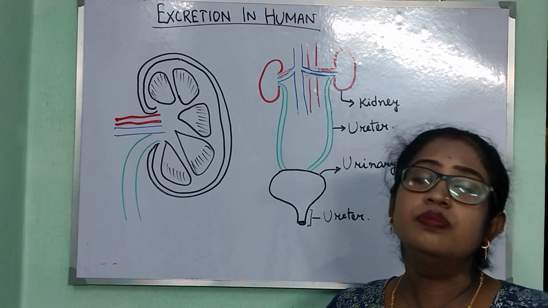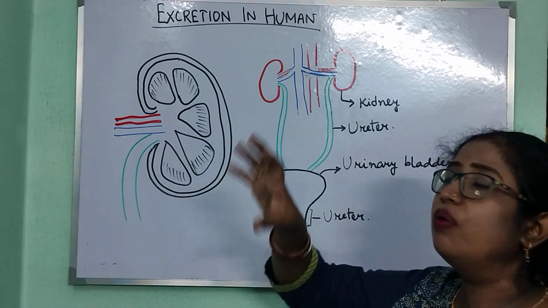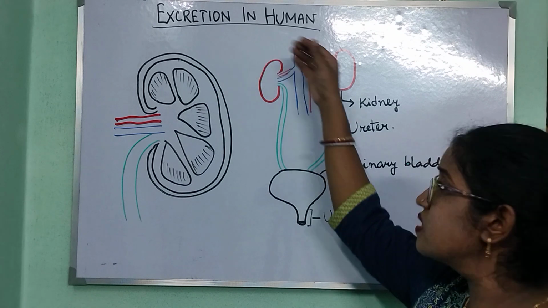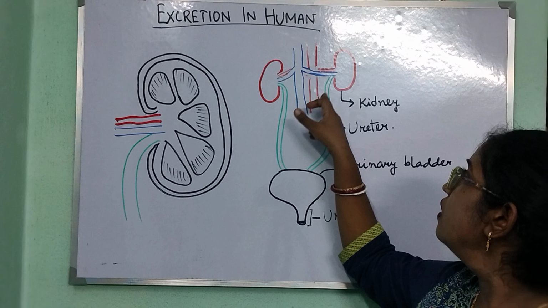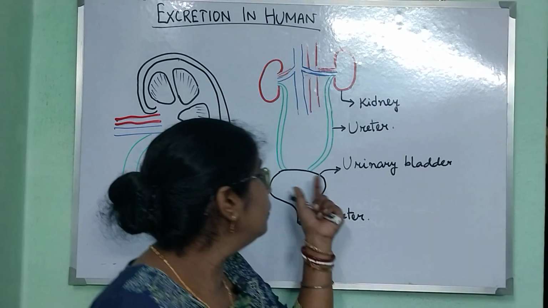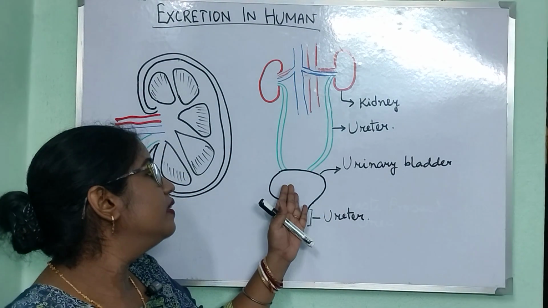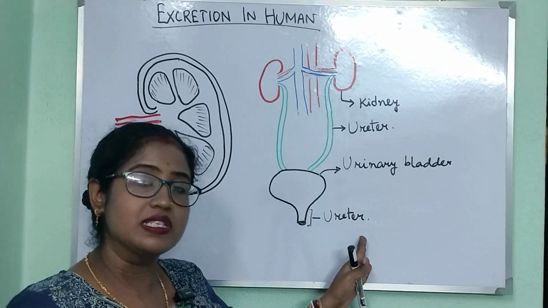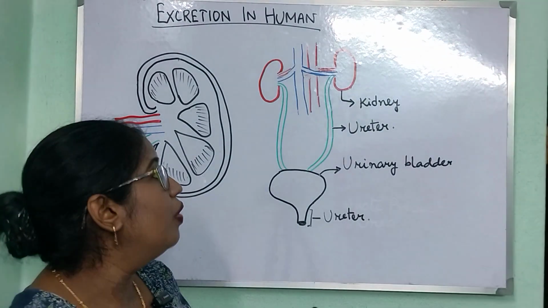Urine is formed in both the kidneys. Then the urine formed in both the kidneys is transported into the urinary bladder via two ureters. Then the urinary bladder temporarily stores urine, and after that, through the urethra, the urine is expelled outside from our body.